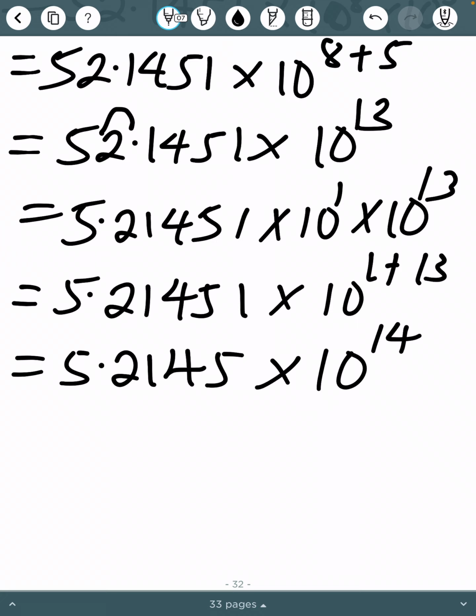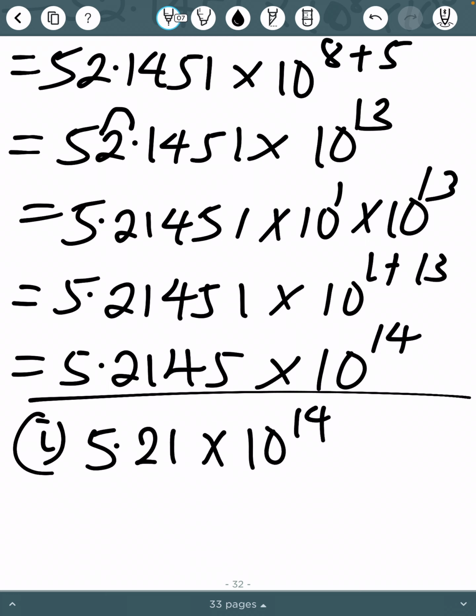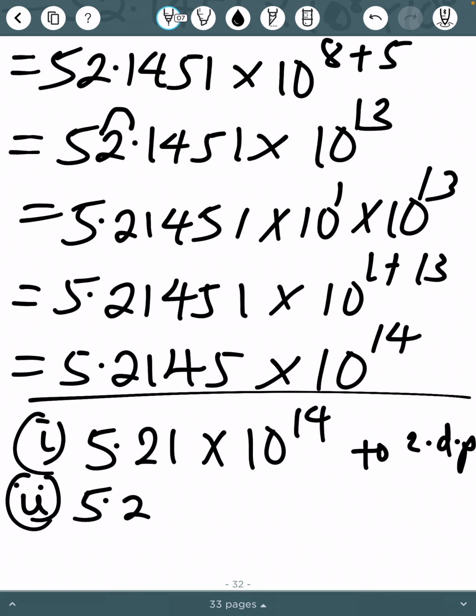So it says I should leave my answer in standard form correct to 2dp. So first answer, correct to 2 decimal places, will be 5.21 times 10 raised to power 14 to 2dp. Then second answer, it says two significant figures. That will be 5.2. I only need to take 2 significant figures. 5.2 times 10 raised to power 14 to 2sf. That ends question A.